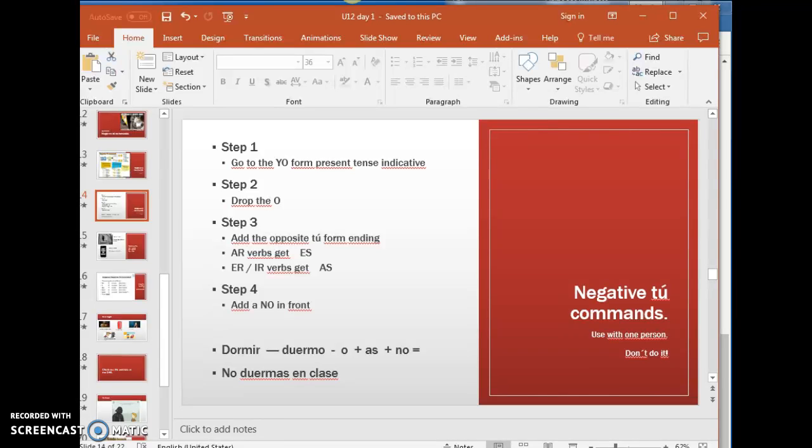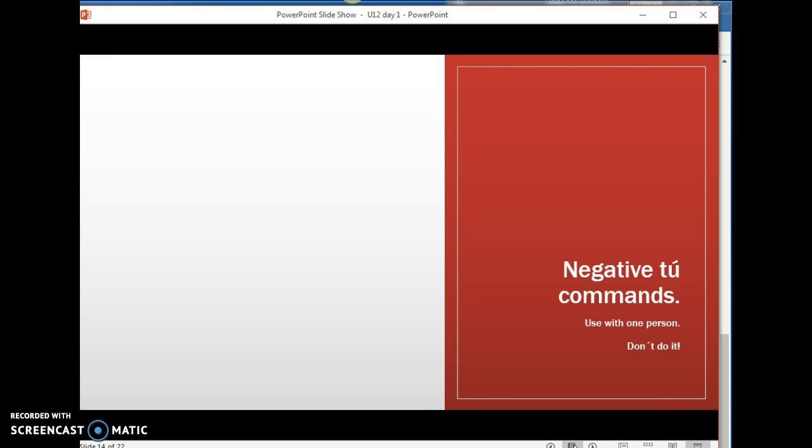We were talking about negative tú commands, with one person telling someone, don't do it, do not do this. So, there are a couple more steps here. You're going to go step 1 to the yo form present tense. Then you're going to drop the O. You know what? I want you to see this not in highlight form. I want you to see it this way.